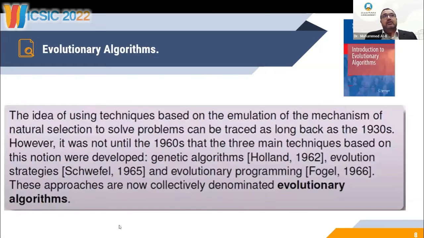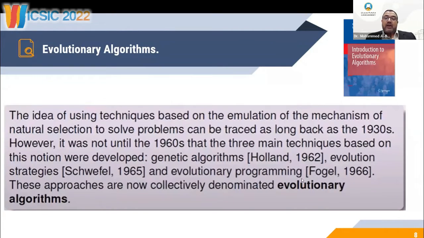So in order to solve this optimization problem, we have to have a strong evolutionary algorithm. The idea of using a technique based on the emulation of the mechanism of natural selection to solve problems can be traced as far back as 1930, actually. However, it was not until the 1960s that the three main techniques based on this notion were developed: genetic algorithm, evolution strategy, and evolutionary programming.